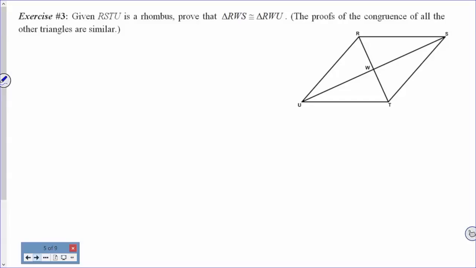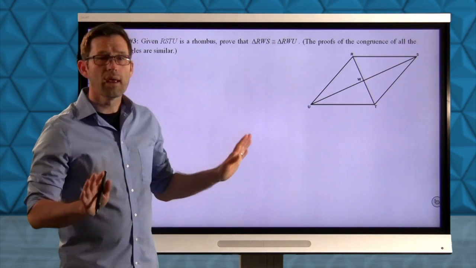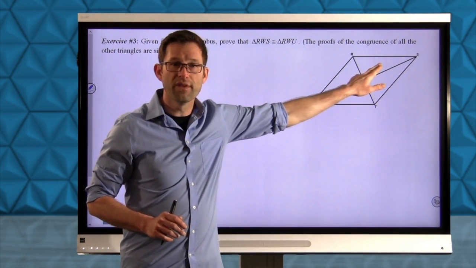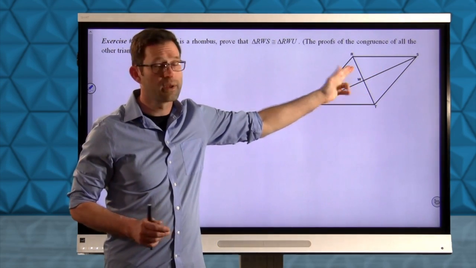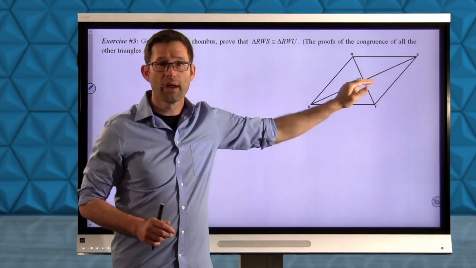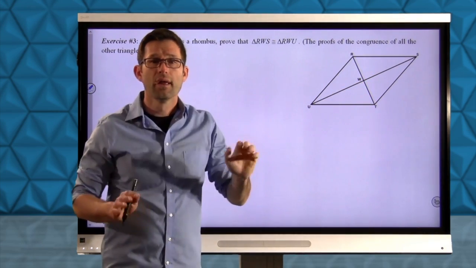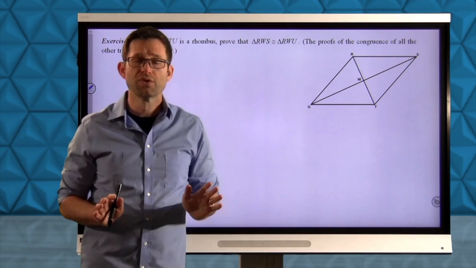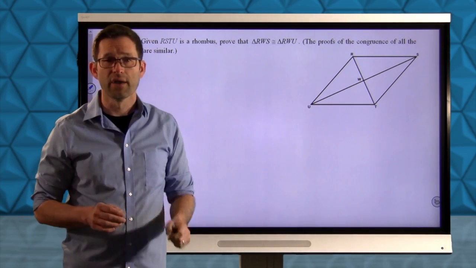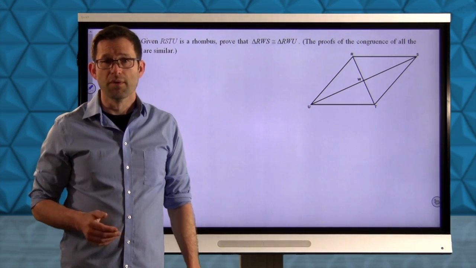Exercise number 3. Given RSTU is a rhombus, prove that triangle RWS is congruent to triangle RWU. The proofs of the congruence of all the other triangles are similar. So in other words, I'm just going to prove that this triangle and this triangle are congruent. I could have done this triangle and this triangle, or this triangle and this triangle. It really wouldn't matter. We're just going to prove that those 2 are congruent, and we're going to take it on face value that doing the proofs of the other ones would be more or less identical.